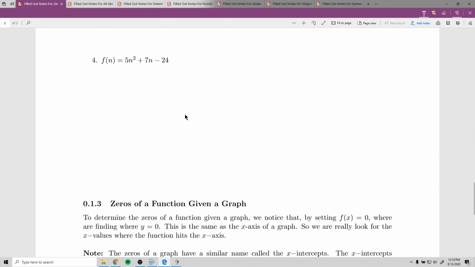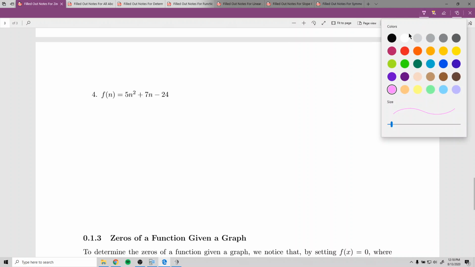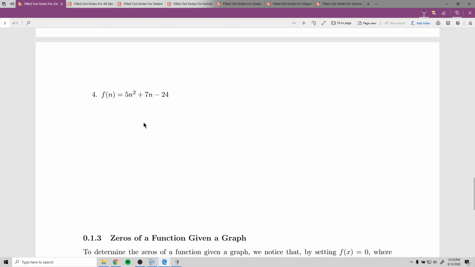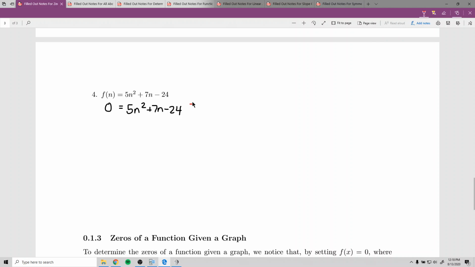Now we got one more. This one's just a reminder of the AC method that doesn't go away for factoring. Here we want to find the zeros of the function f of n equals 5n squared plus 7n minus 24. We replace the function name with 0 again. And then we factor this. There's nothing in common to factor out, unfortunately. So we factor using the AC method.